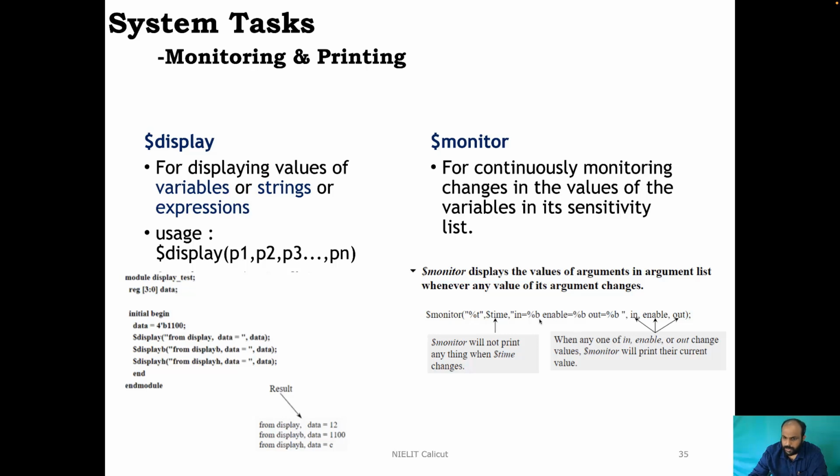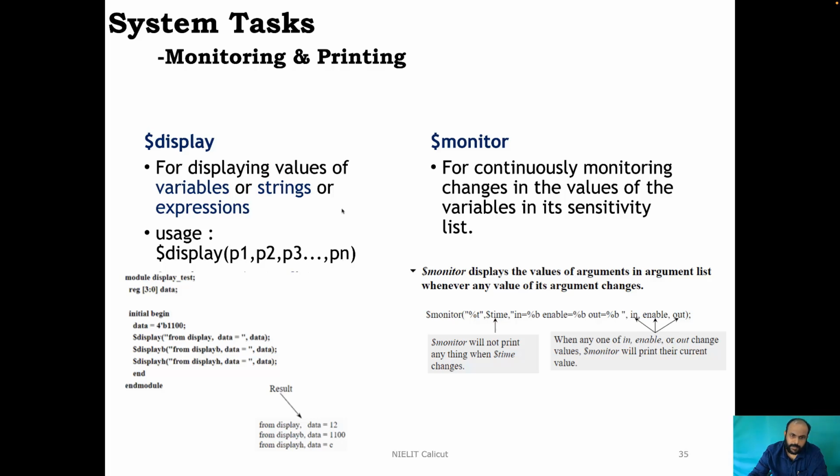If you give %b, it will print the value of the variable in binary format. If you give %o, it will print the value in octal format. If you give %h, it will print the value in hexadecimal format. If you give %d, it will print it in decimal format, and if you give %t, it will print the time unit. The simulation time is returned by another system task called $time.